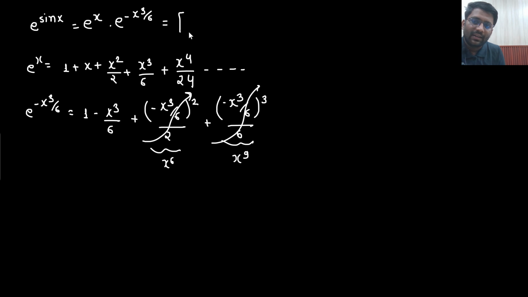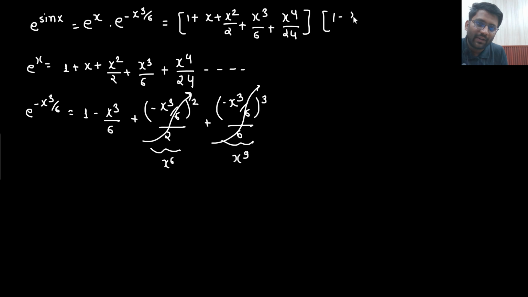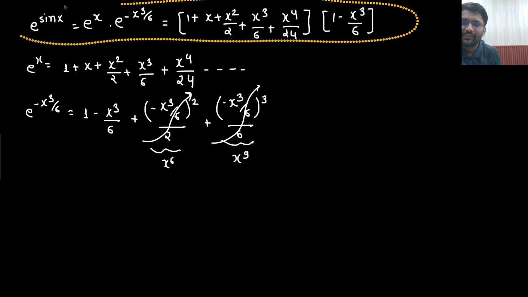So basically e to the power x I will write down till 1 plus x square by 2 plus x cube by 6 plus x to the power 4 by 24, and this one I will write down till 1 minus x cube by 6 only. That's it. Till this point I will write down. Is that clear to you? Say yes or no. Now what do I need? Now again let's copy this one.